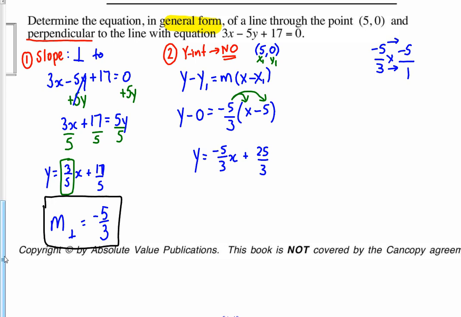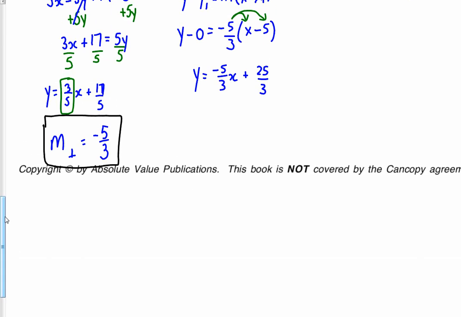Okay, general form. Right, Mr. Little calls these kids, those little guys, yeah. So we want to multiply everybody by 3. We want to get rid of the fraction. We're not allowed to have fractions. So let's multiply everybody by 3, because that's the lowest common denominator. Good? Good, Dad? Yeah? Okay. 3 times y? 3y. What's 3 times negative 5/3? Negative 5. The 3's cancel here. We're going to cancel there. So we have negative 5x plus 25.